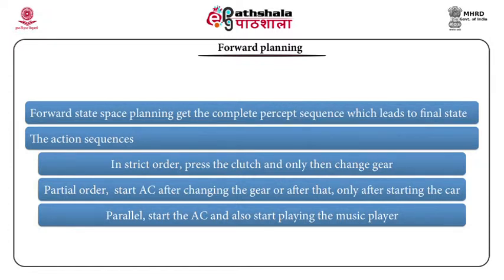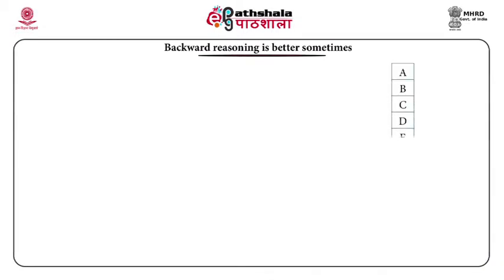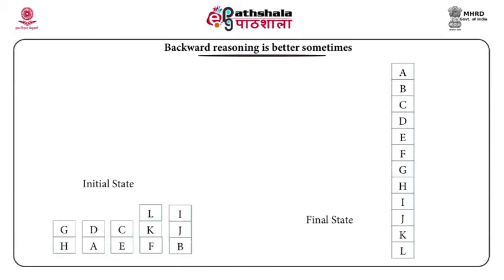For example, I can start the AC or change the gear, but that only happens after starting the car, without which I cannot do it. So that's called partial ordering. There is an example I purposefully chose here, shown on the PPT, which indicates a case where backward reasoning, or backward state space planning, is better.